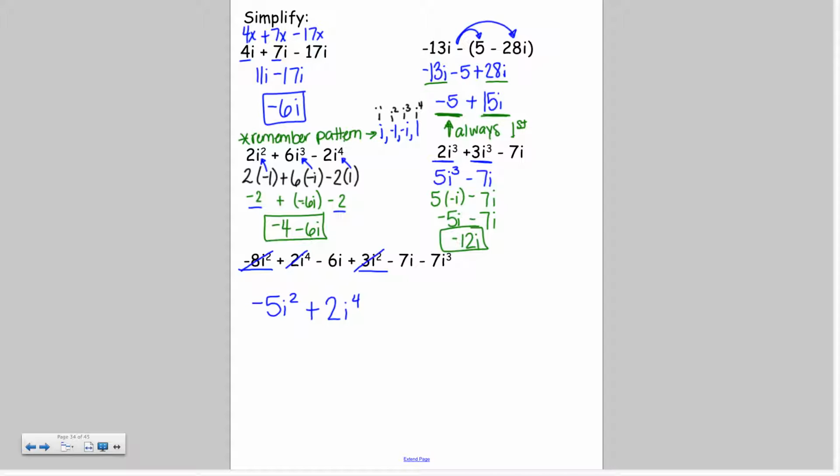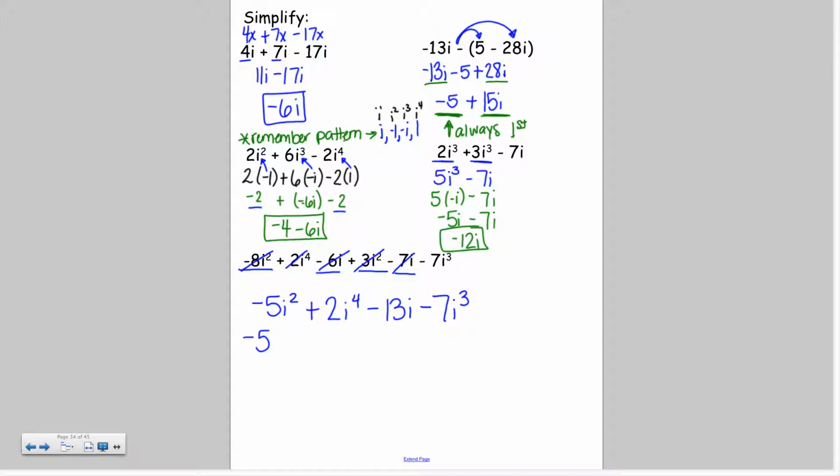Next, I'm going to look and see if I have another i. I have negative 6i, negative 7i, so negative 6 minus 7 is negative 13i. And then I don't have anything left to go with the i cubed, so I'm going to leave it 7i cubed. Now, remember our pattern.